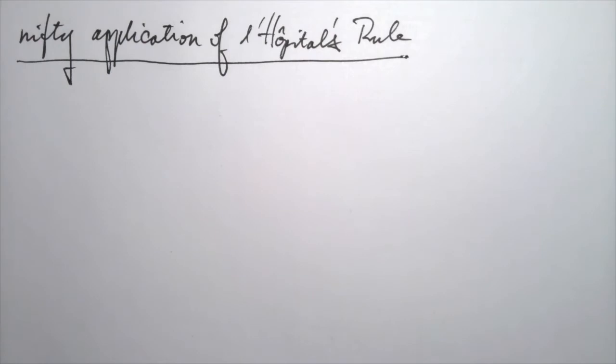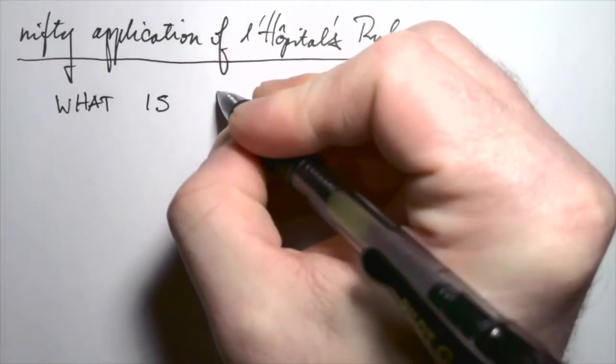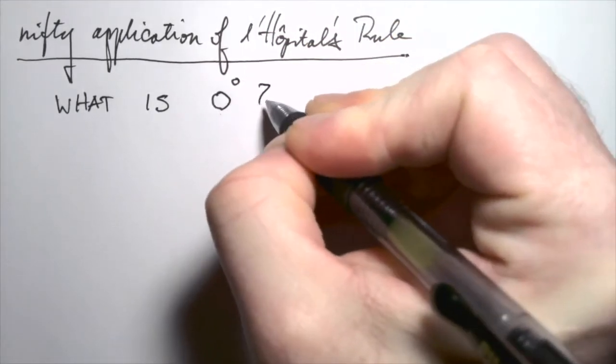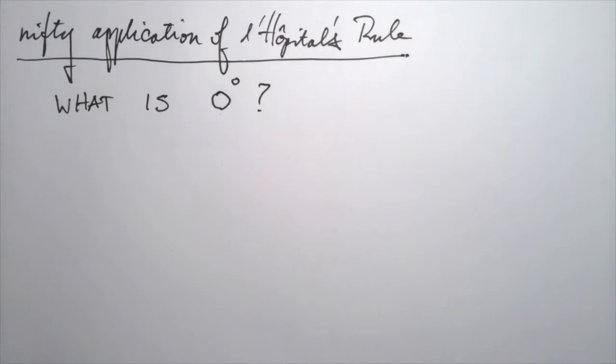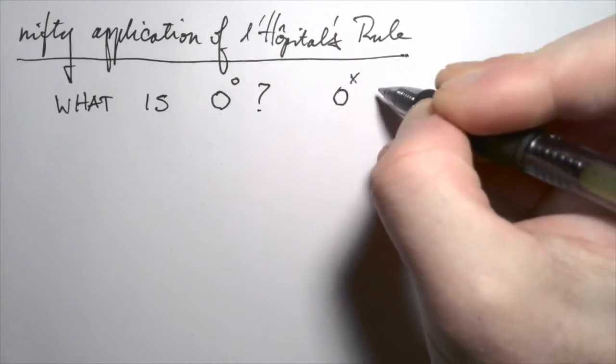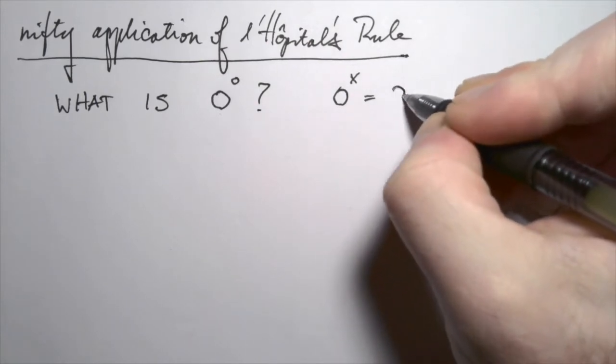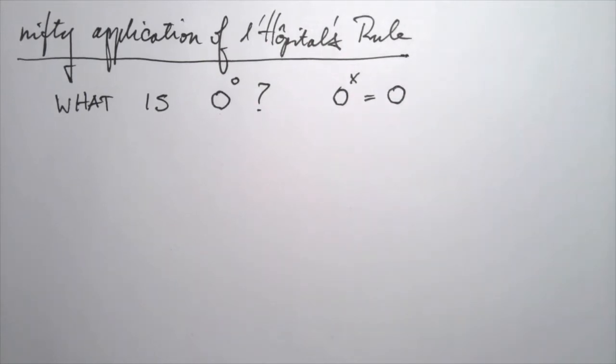Here's a nifty application of L'Hopital's rule, and it's motivated by the following question. What is 0 to the 0th power? Have you ever thought about that before? It's a little bit confusing, right? Because if you think about 0 to the x, where x could be like 2 or 3, negative 5, some normal number, 0 to anything is equal to 0, right?